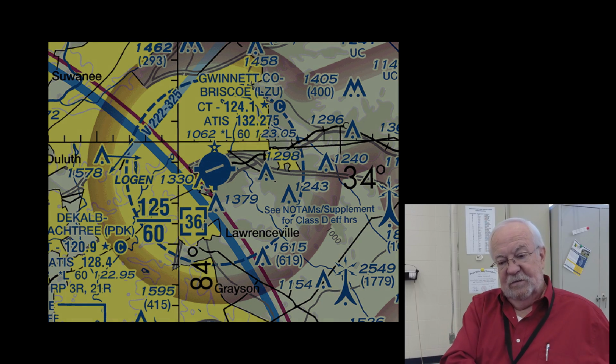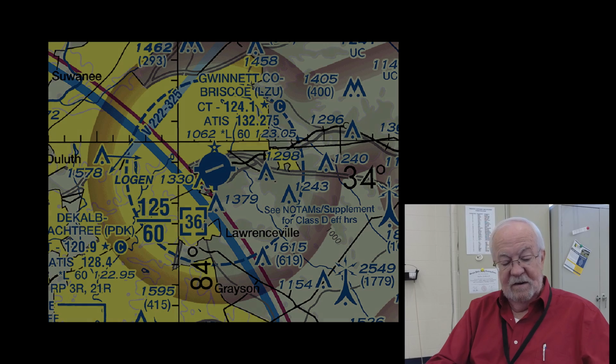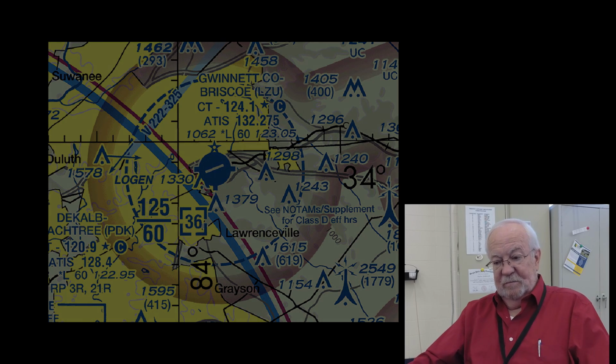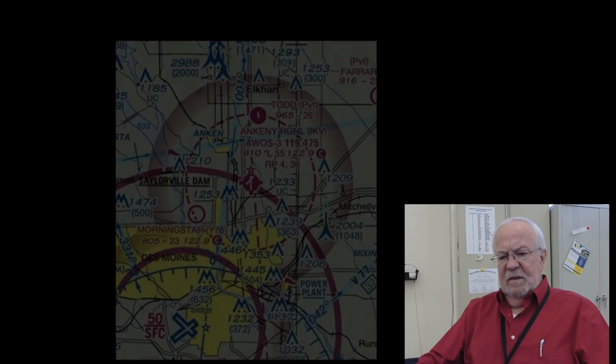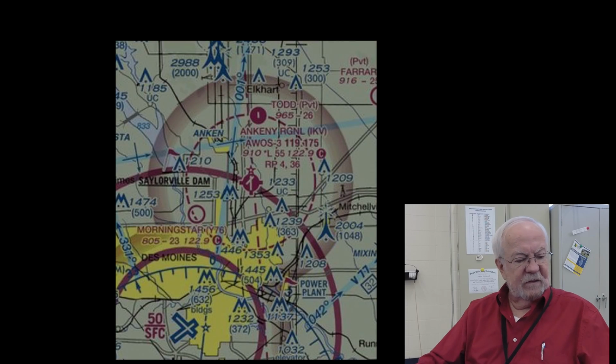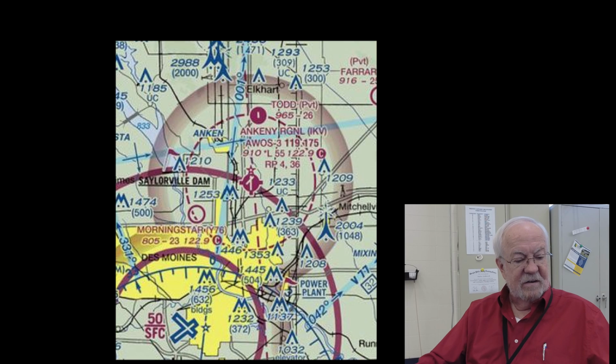So far, that's B, C, and D. So far, there's not really a major issue. It's not that confusing. But we come to Class E airspace. Class E airspace, of course, is that magenta dashed line.